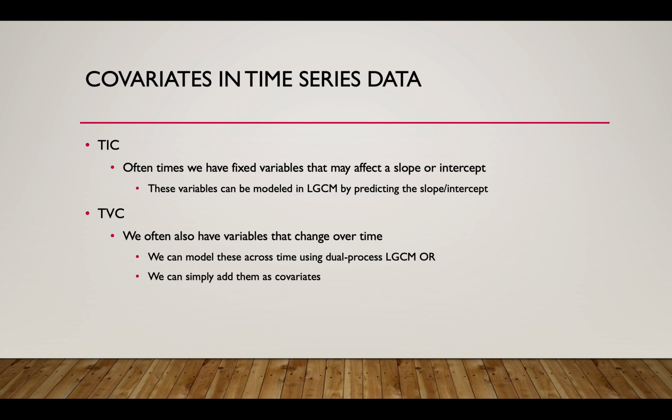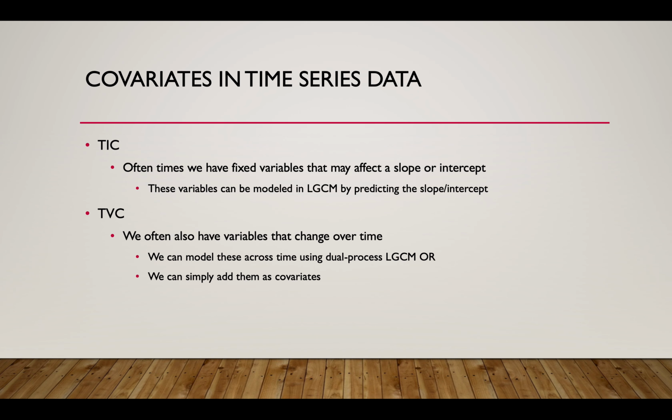We have what are called time invariant covariates, and these are covariates that don't change across time. For example, biological sex is a time invariant covariate. Biological sex doesn't change. For the most part, gender doesn't change. Of course, we've seen that gender tends to be more fluid than we initially thought. But there are things that are relatively fixed that will not change across time.